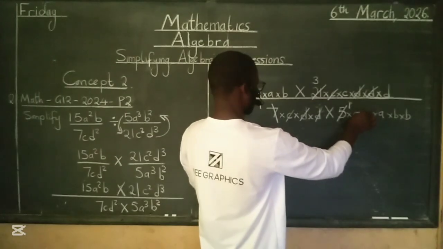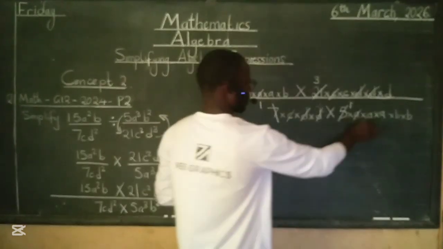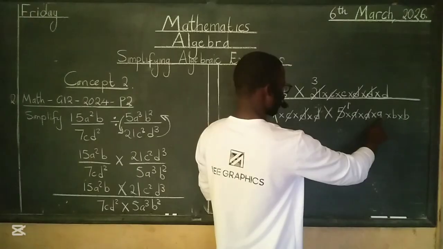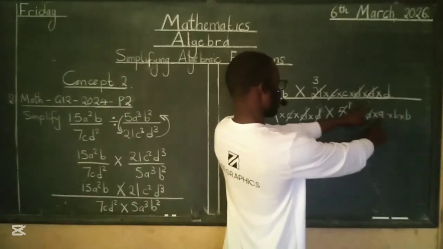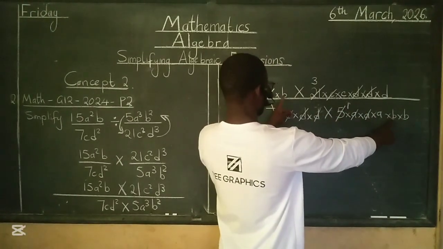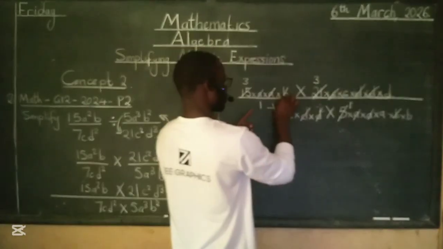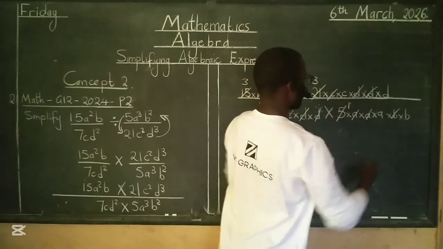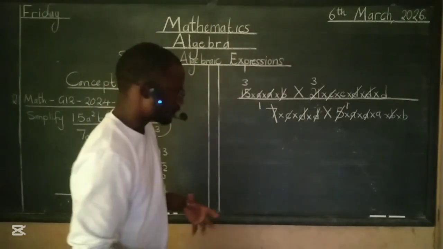Then A. This A with this A. This A with this A. Then this A, is there any other A? No. B, this B with this B. Then this B, is there another B up here? No. So now after this, let's see what has survived.